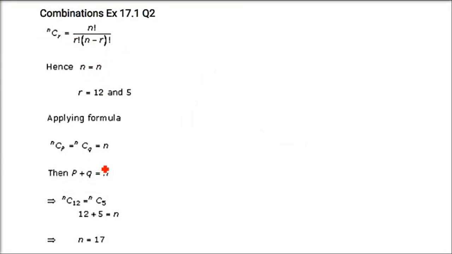Now we have the questions where we have to find the variable, find the value of n. So the question is nC12 is equal to nC5. When this is there, see nCx is equal to nCy, or nCp equal to nCq, that means x plus y will be equal to n. This is the relation. This is the theorem. So what is p plus q? p is 12 and q is 5. So n will be equal to 12 plus 5, that is 17.